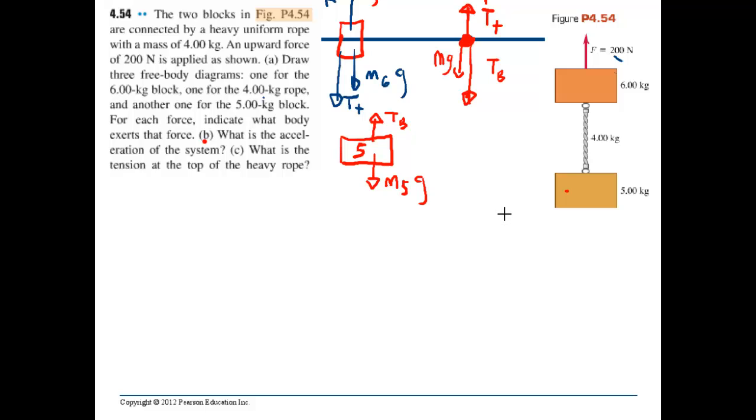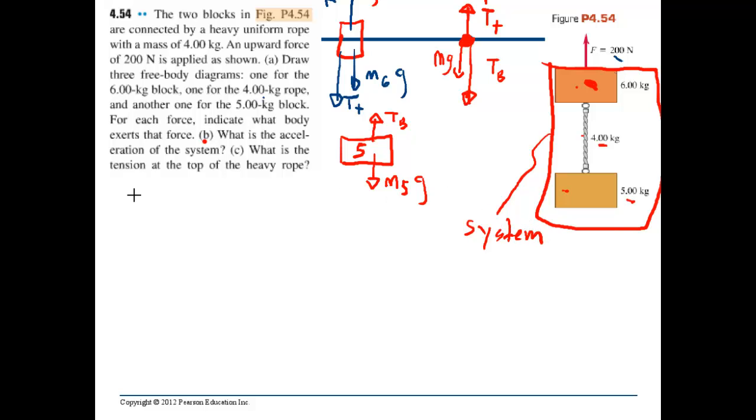Now it asks for what is the acceleration of the system. And we know that since all of these guys are connected, they're all going to have the same acceleration. The 6 kilogram block, the 5 kilogram block, and the 4 kilogram block are all going to have the same acceleration. So what I can do is draw a box around this guy, and I'm going to say this is now my system.